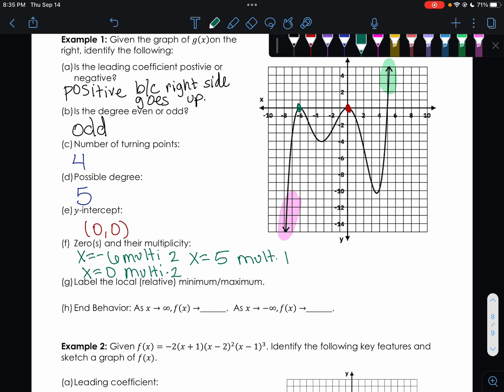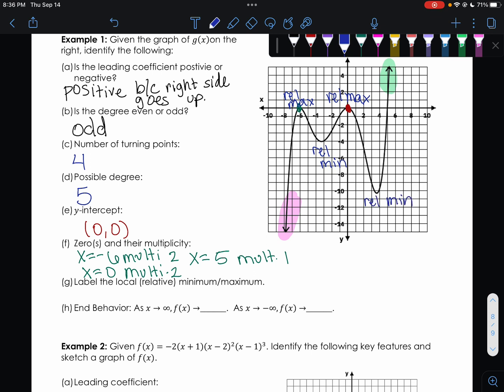Then next, we need to label our relative maximums and minimums. So this right here is a relative max. This right here is also a relative max. Notice how we're saying relative rather than absolute, because there is no absolute low or high point on this graph, because it's going towards infinity forever and ever. This down here is a relative min, and this right here is also a relative min.